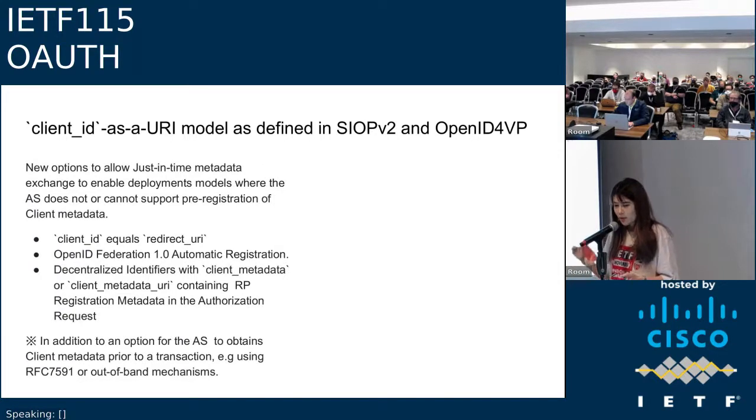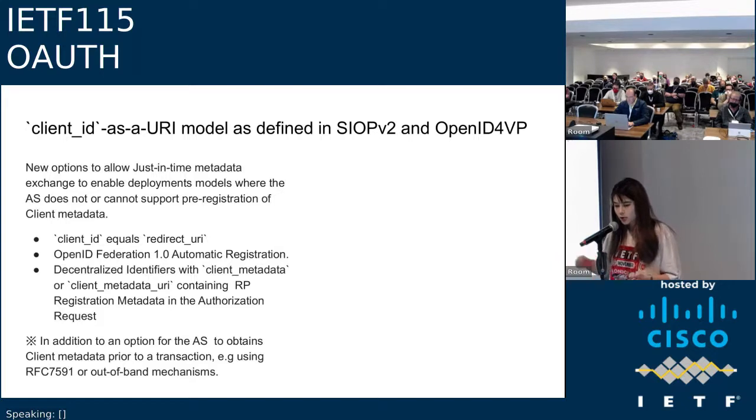The same model has been developed quite independently in SIOPv2 and OpenID for VP. OpenID for VP is OAuth 2.0 based. We still call it OpenID because it's about the client identifier, and it's really close to the issuance extension. Here we allowed three different options to counter the limitations we faced. One is that it's okay for client ID to equal redirect URI if you don't know what client ID to use. It's the simplest, but not many people do it, because of the question: where do you get the metadata from?